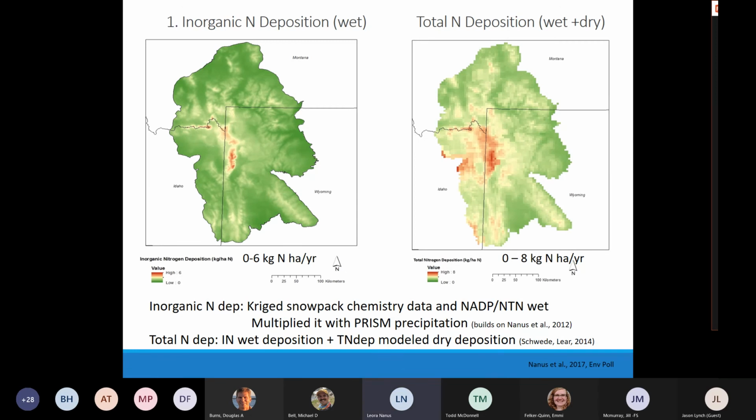So the first step in this approach was to create average annual nitrogen deposition maps. The one on the left represents snowpack chemistry data for inorganic N, so nitrate plus ammonium, combined with the NADP wet chemical concentration data and multiplied with PRISM. And then the map on the right uses the TDEP model dry deposition, and that's added to the inorganic nitrogen wet deposition to get average annual total nitrogen deposition across the region. And that's why you see its coarser resolution on the right.